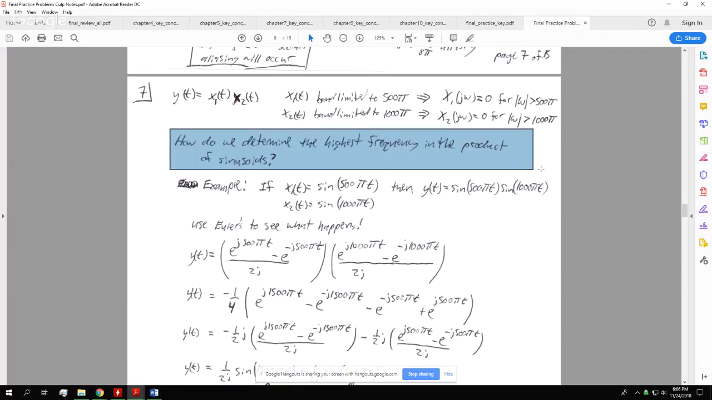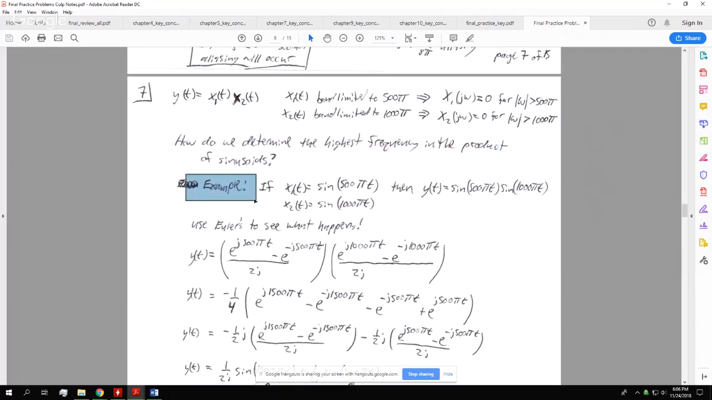How do we determine the highest frequency in the product of sinusoids? So here I'm going to go on a tangent just to explain when we multiply two sinusoids together. I'm assuming that x1 of t and x2 of t are sinusoids. It doesn't have to be sinusoids. Remember that Fourier transforms allow us to work with aperiodic signals as well as periodic signals. But you can always break them down into sinusoids. Every single signal in all of existence can be broken down into sinusoids. So all the sinusoids will have frequencies associated with them.